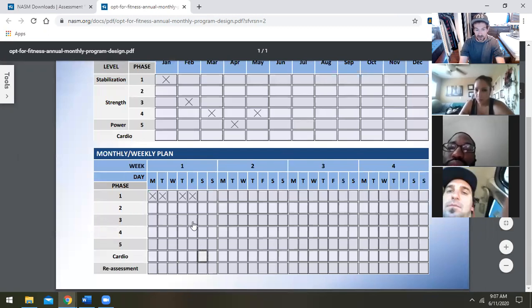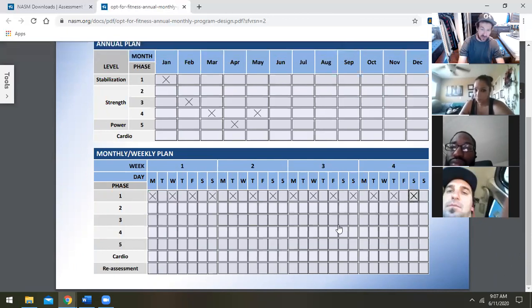If I've got a weird staggered week situation where I'm going to have them lift every other day, maybe it looks something like this. And so their training days change every week, from Monday, Wednesday, Friday, Sunday, Tuesday, Thursday, Saturday, Monday, Wednesday, Friday.